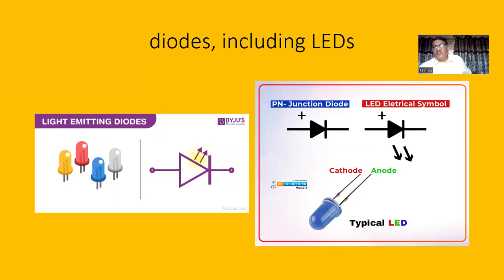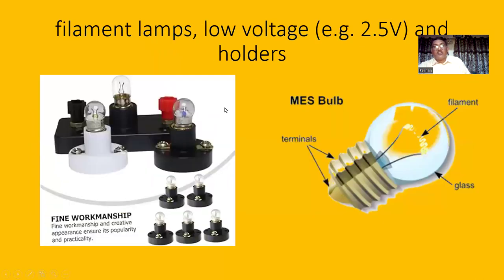So you have seen LED lamps everywhere. When the current passes through them, they give out light. So they are called LEDs, and their electrical symbol is very important. Sometimes in your paper, they ask you to draw the symbol of a diode. Sometimes they ask you to draw the symbol of an LED, light emitting diode. So remember these symbols and their function also.